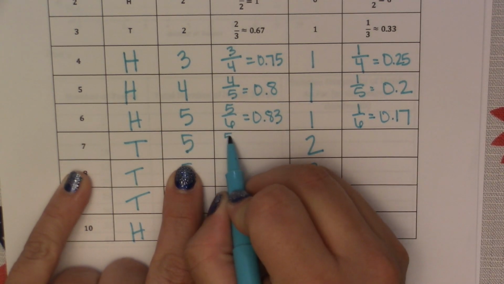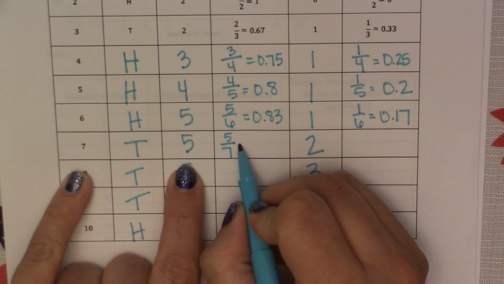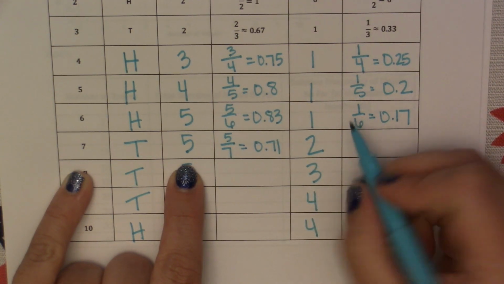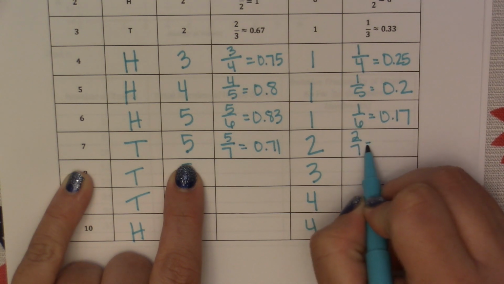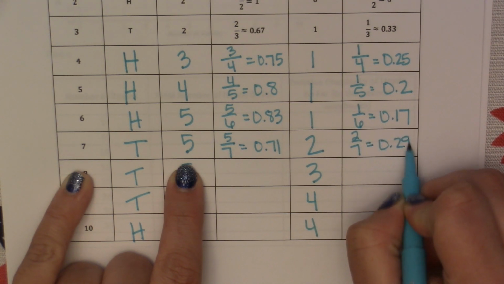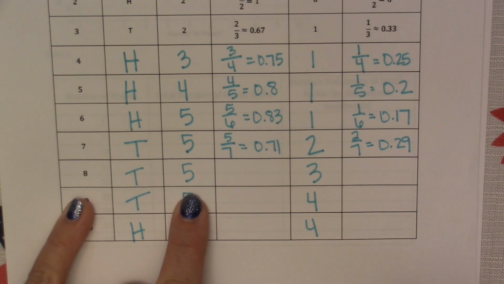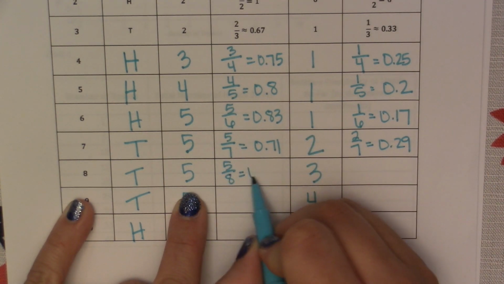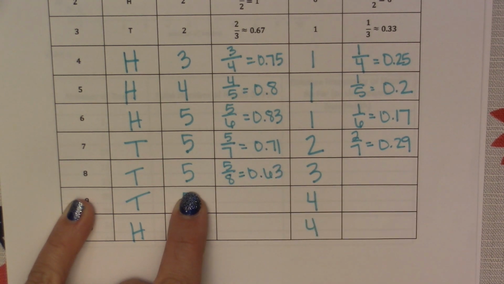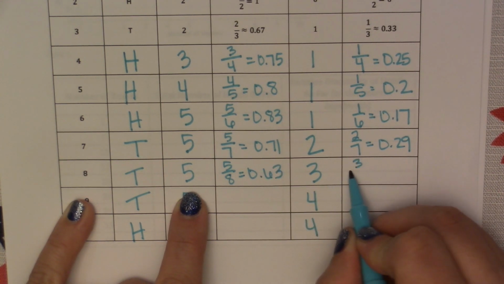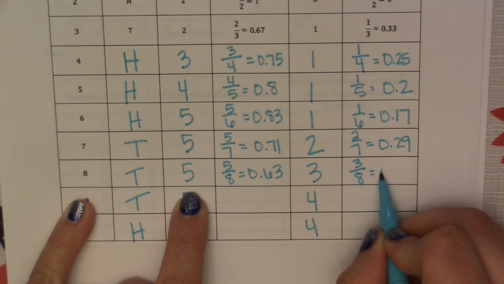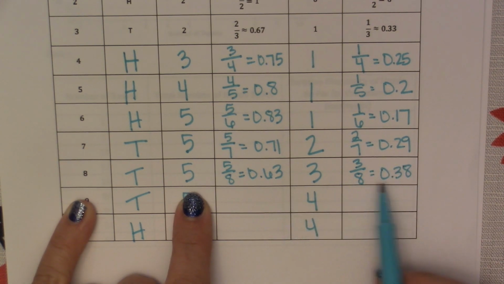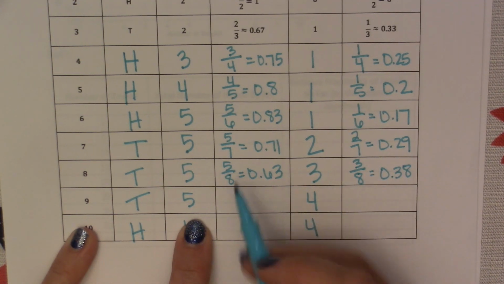All right, row 7, 5 out of a total of 7 tosses is 0.71. And then 2 out of 7 is 0.29. Row 8, 5 out of 8 tosses, 0.63. And 3 out of 8, 0.38. And these are rounded, just so you know they are rounded.